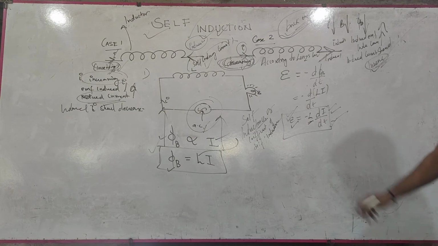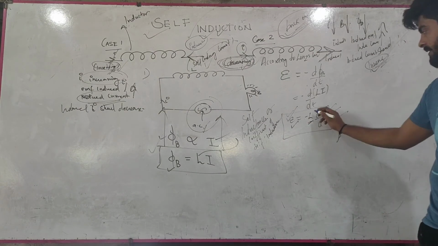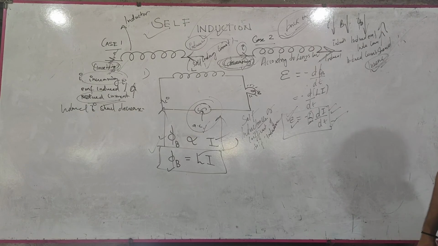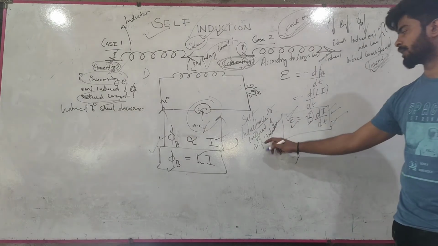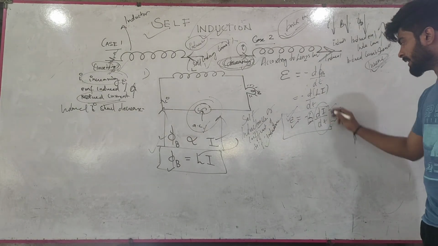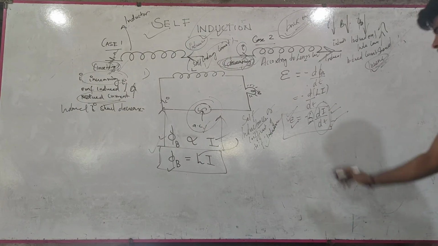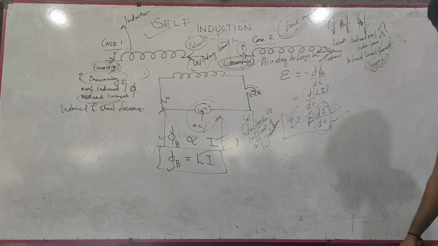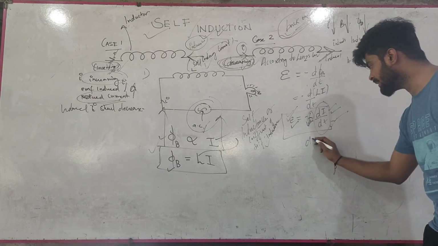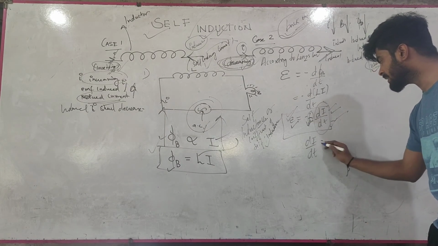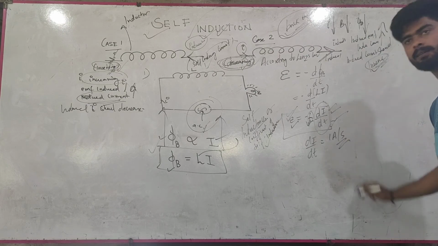So what is the equation for EMF in case of self-induction? E is equal to minus L di by dt. What is L? Self-inductance or coefficient of self-inductance. What is di by dt? Rate of change of current. Can I define self-inductance? I can define self-inductance if di by dt becomes 1 ampere per second.